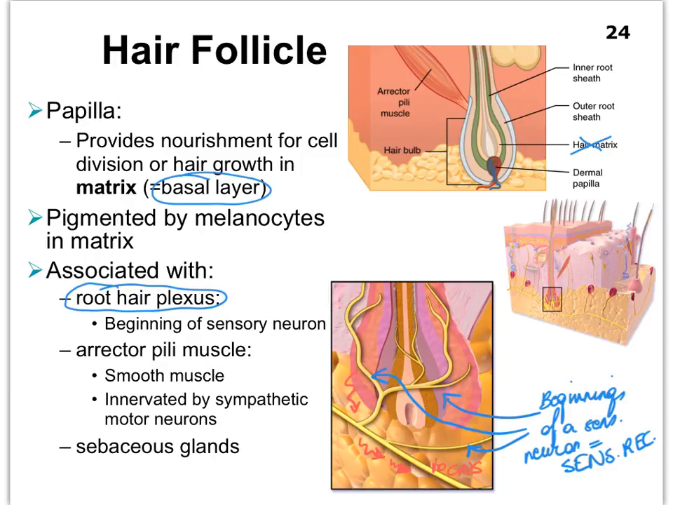Now, in response to this bug crawling on us, you might have noticed that sometimes our hair might stand up, and that is due to the fact that there is a little smooth muscle attached to our hair follicle, and you see that right here. This smooth muscle we refer to as the arrector pili muscle. Notice that it's spelled starting with the letter A and not an E. So the arrector pili muscle, which is a smooth muscle.